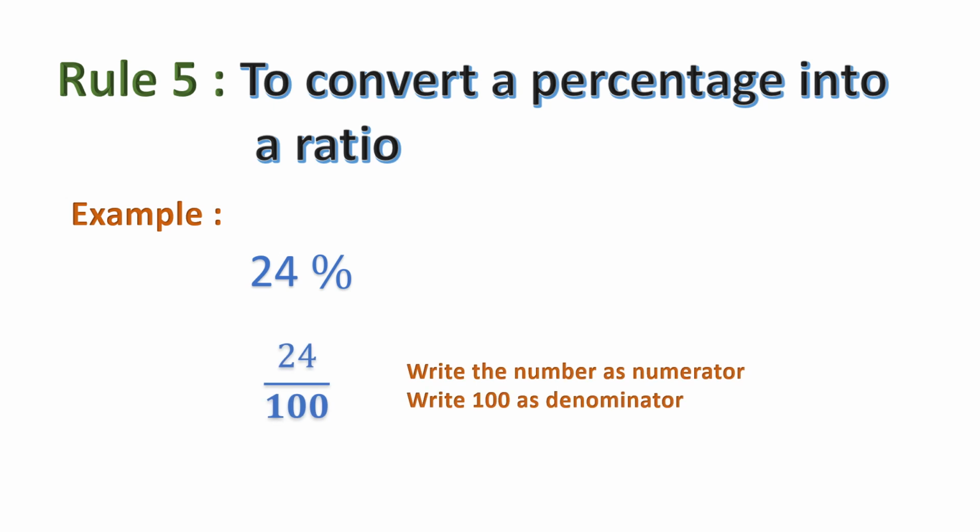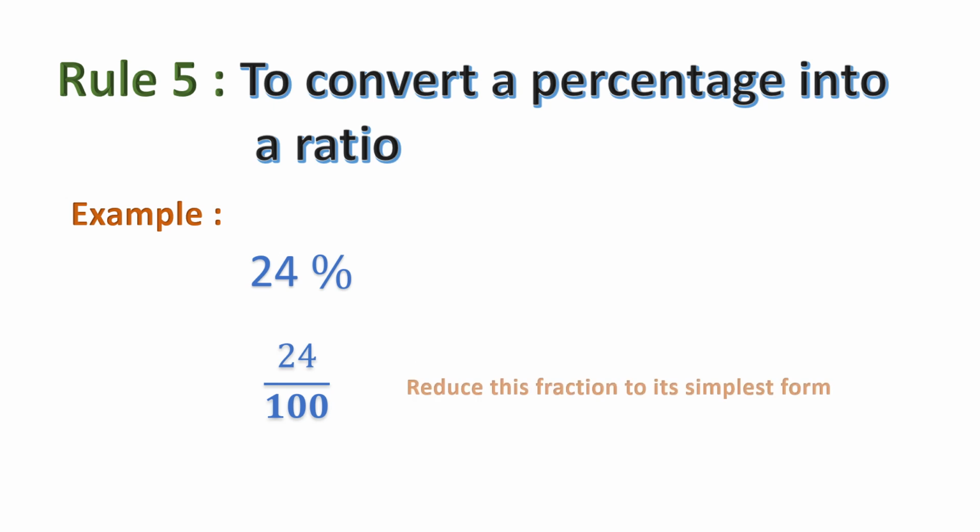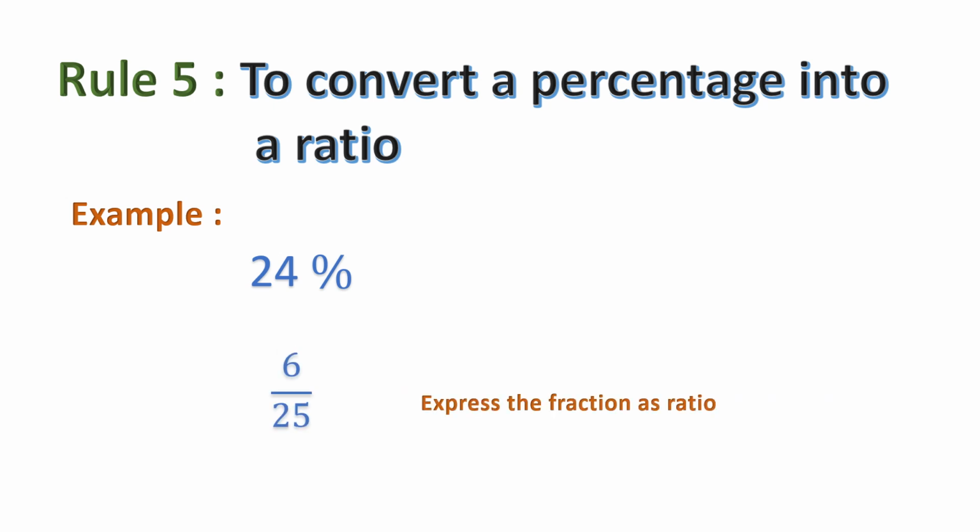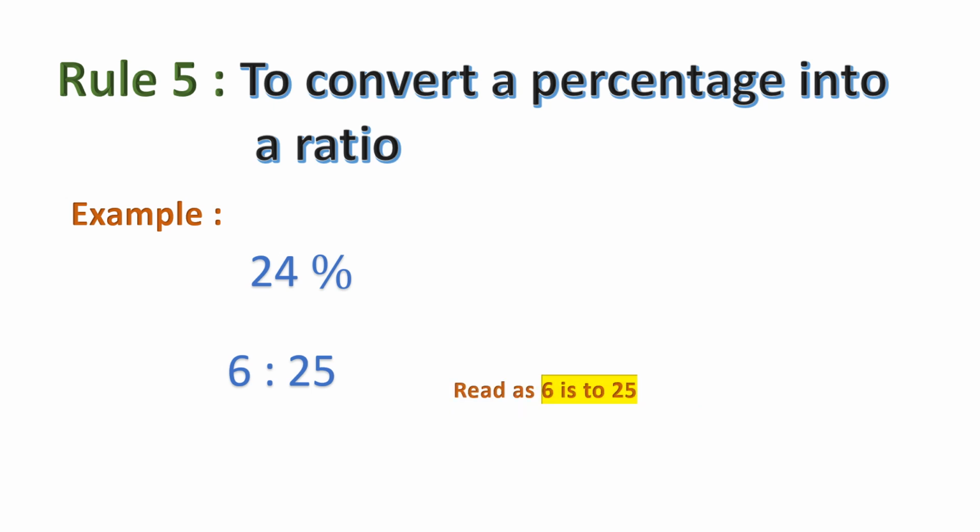What are the common factors of 24 and 100? Let's try with 4. 4 times 6 is 24. 4 times 25 is 100. So we have reduced the fraction into its simplest form, 6 over 25. Now we have to express the fraction as a ratio. So 6 over 25 can be written as this, and this is the ratio format. It is read as 6 is to 25.